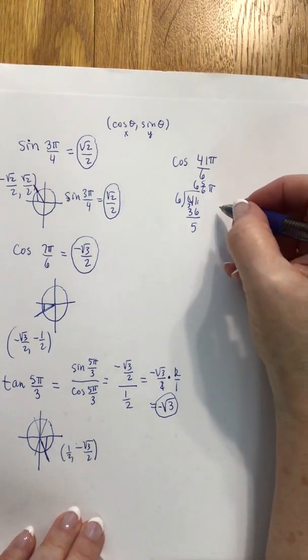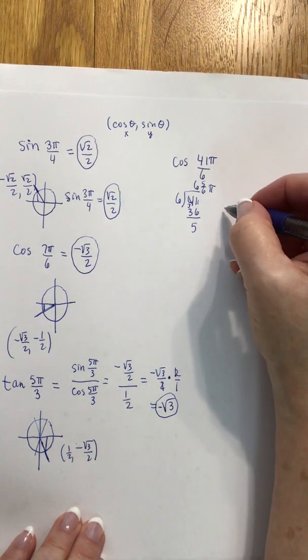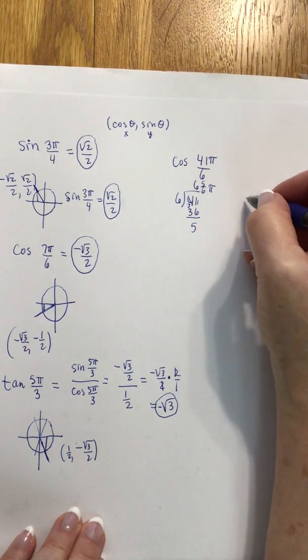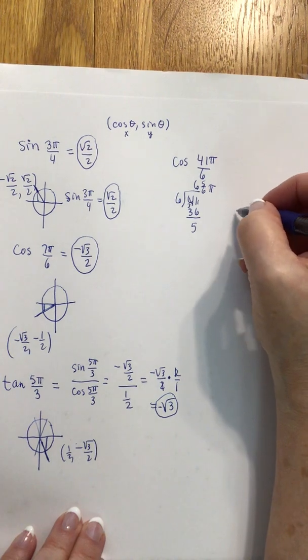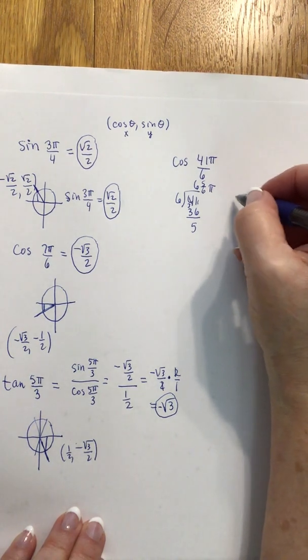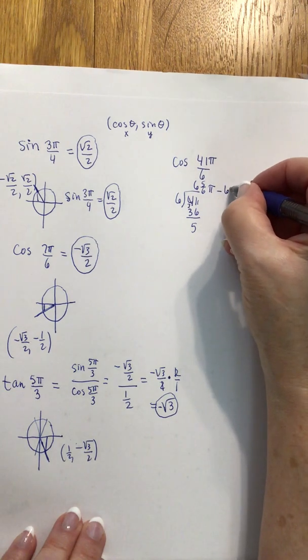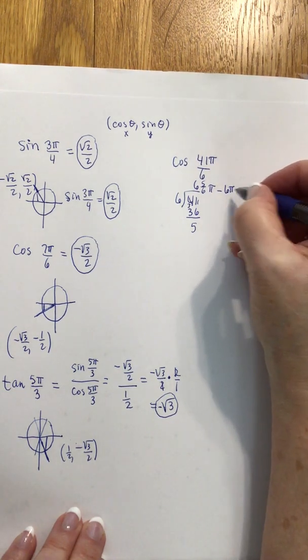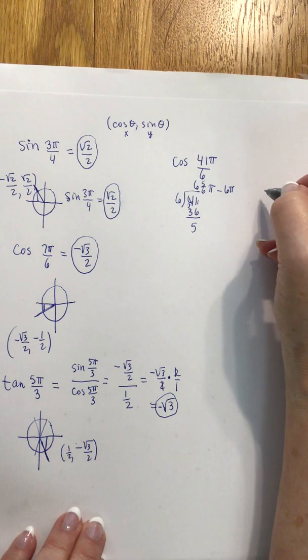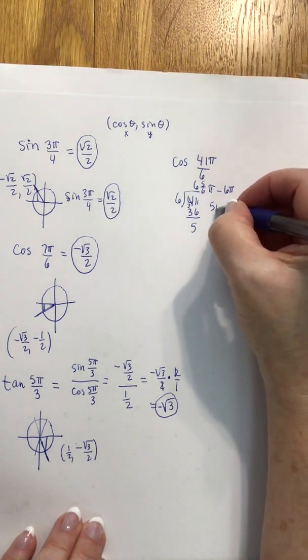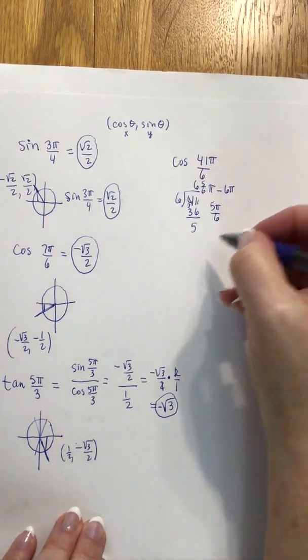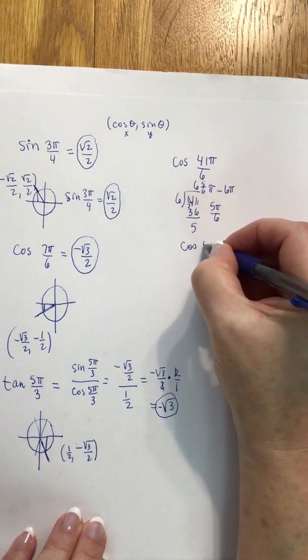Now, each time that I go around the unit circle, it's 2 pi, 2 pi, 2 pi, 2 pi. So I'm going to take away all the 2 pi's that I can because I don't care how many times around. I want to know where I stop. So I'm going to minus 6 pi because that's 3 times around the circle. 2, 4, 6, right? So I'm left with 5 pi over 6. So now what I'm really looking for is cosine of 5 pi over 6.